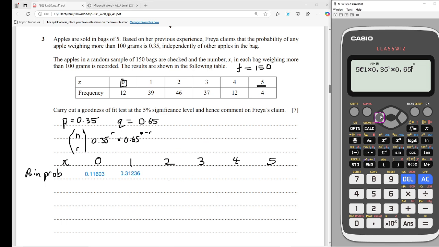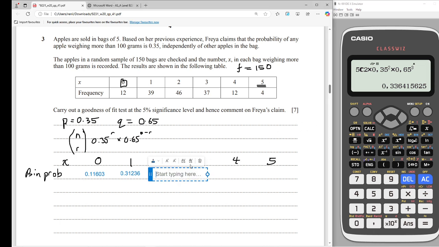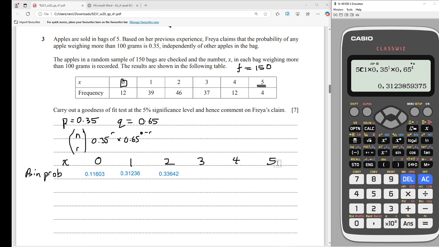Okay, next we need to plug in the value of 2. When r equals 2, we have 5 combination 2 and 5 minus 2, which is 3. This has 0.33642. What was the previous value? 0.31239. My bad.